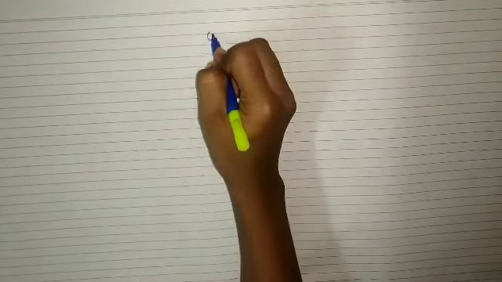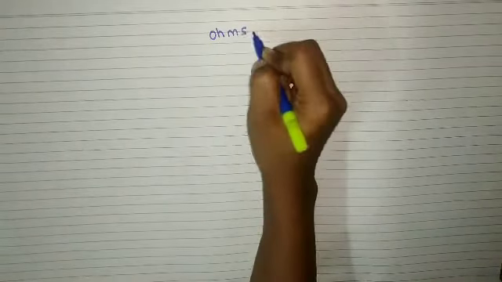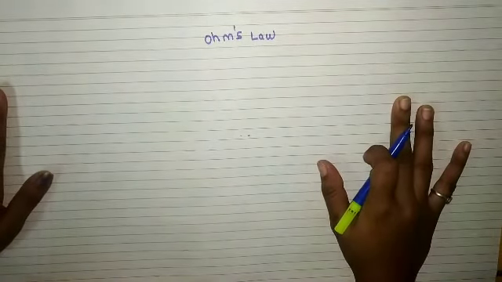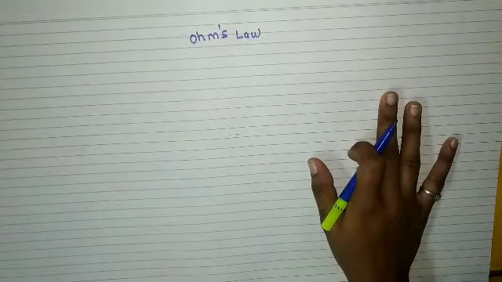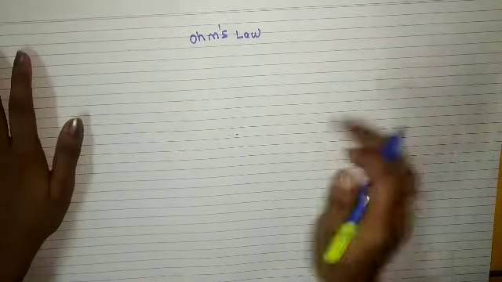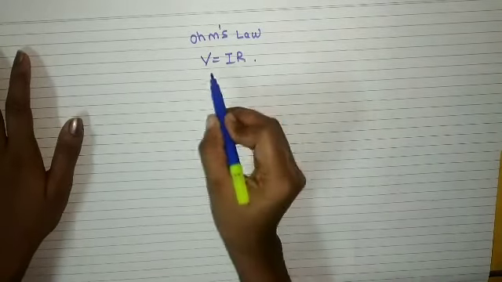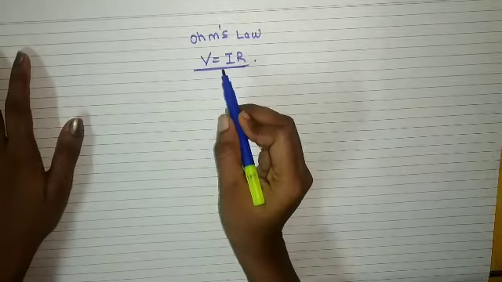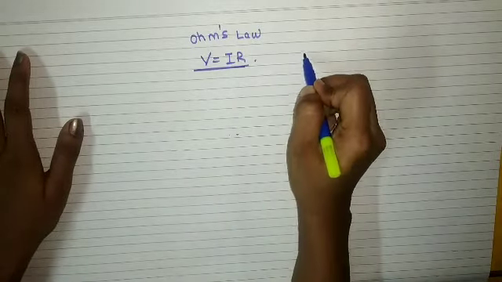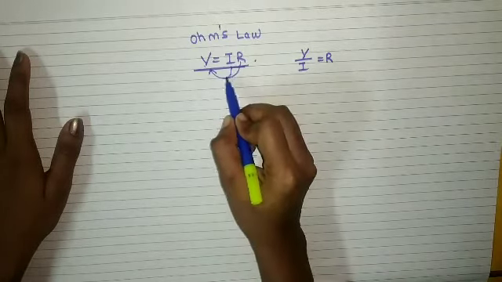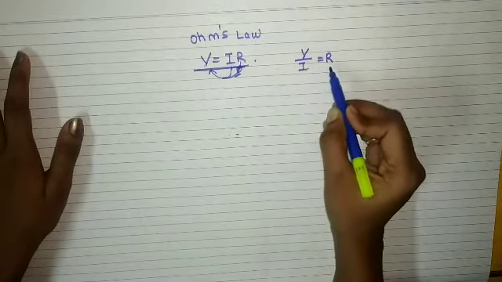So now moving forward to Ohm's law. What this law states, first we will understand V is equal to I R. From this we can also write V by I is equal to R. So I have transferred I, so V by I is equal to R.